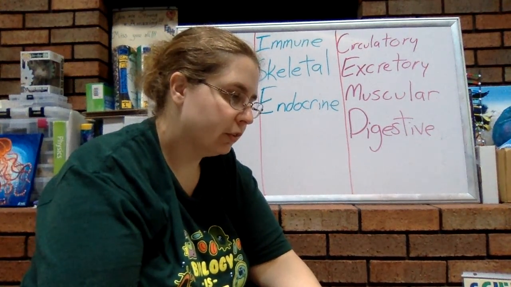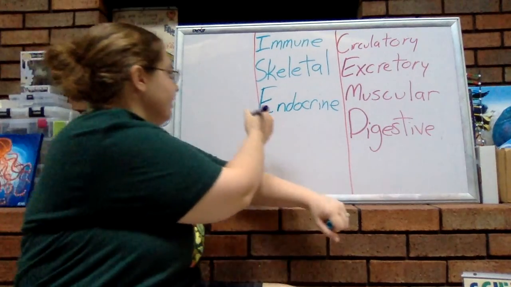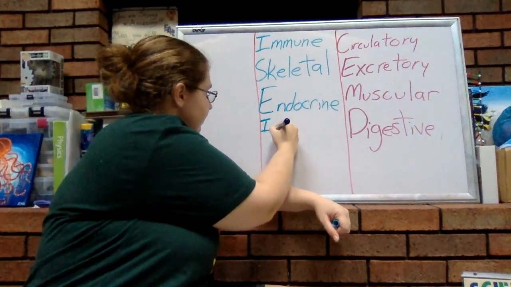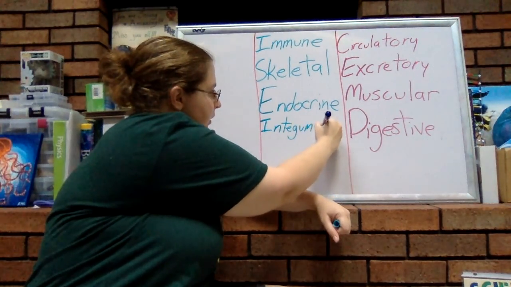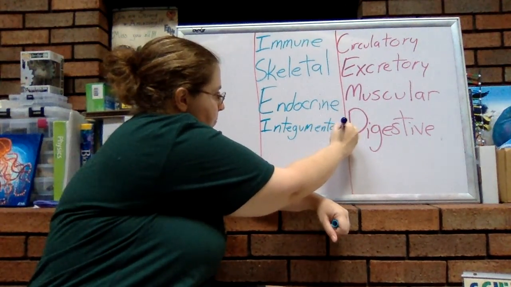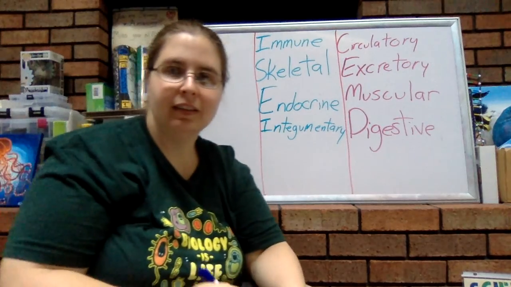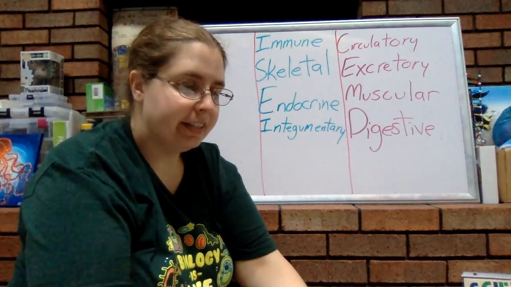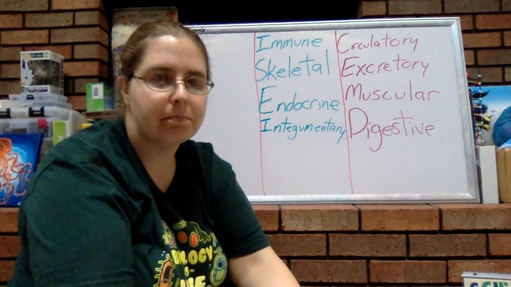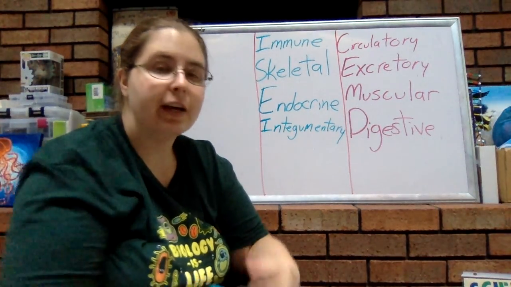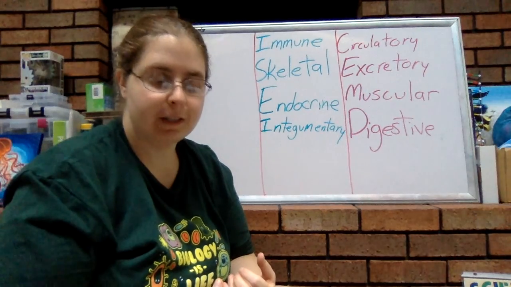All right, next, integumentary. That's a long one. So the integumentary is our skin, our hair, our sweat glands, all those aspects, our nails. They are external protection for us.